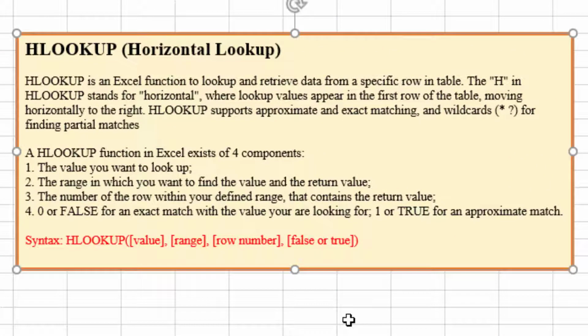The horizontal lookup is an Excel function to look up and retrieve data from a specific row in a table. The H in HLOOKUP stands for horizontal, where lookup values appear in the first row of the table, moving horizontally to the right. HLOOKUP supports approximate and exact matches for finding partial matches.